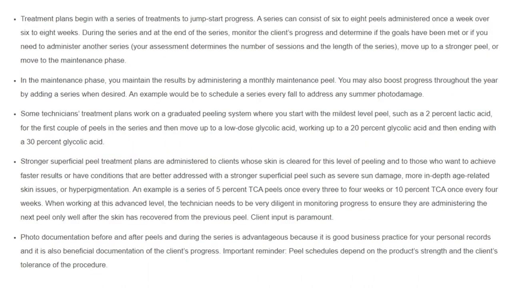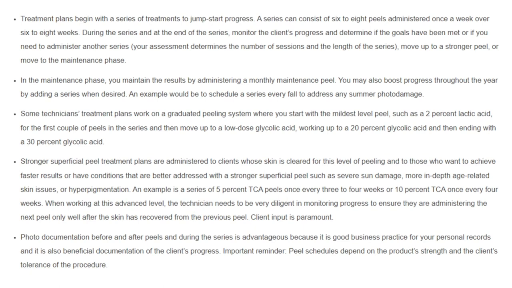Treatment plans begin with a series of treatments to jumpstart progress. A series can consist of 6 to 8 peels administered once a week over 6 to 8 weeks. During the series and at the end of the series, monitor the client's progress and determine if the goals have been met or if you need to administer another series. Your assessment determines the number of sessions and the length of the series. Move up to a stronger peel, or move to the maintenance phase.